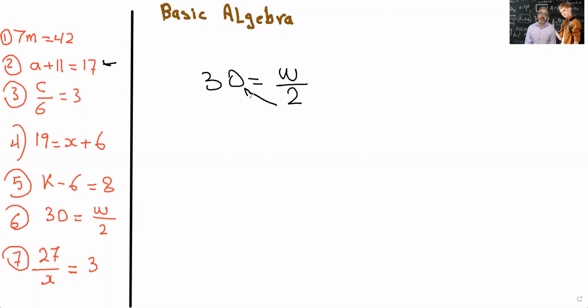So 2 times 30, right there. The 2 crosses the equal sign. It goes to the top. So it becomes 30 times 2 equals W, which is 60 equals W. And that's what W is. Now, the next one.